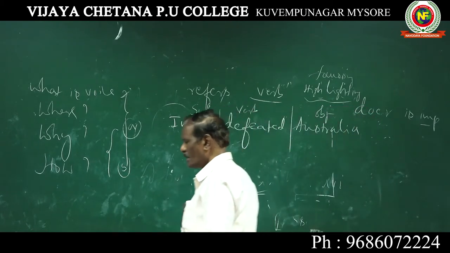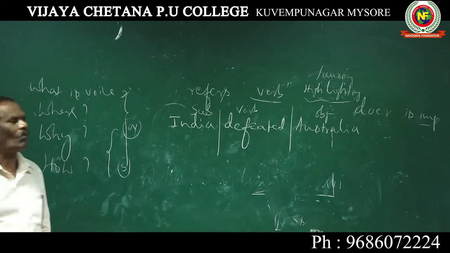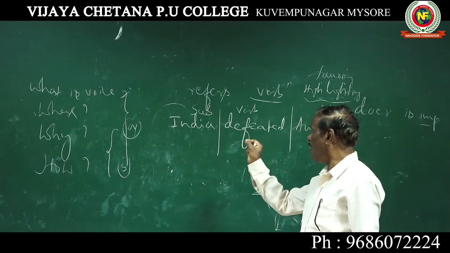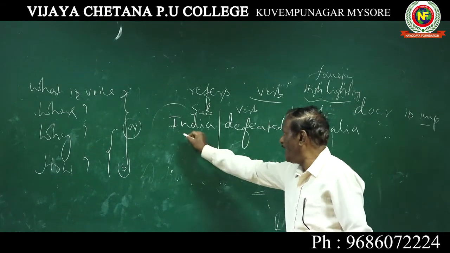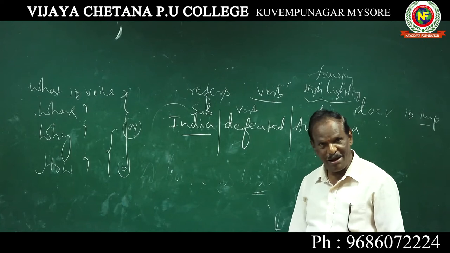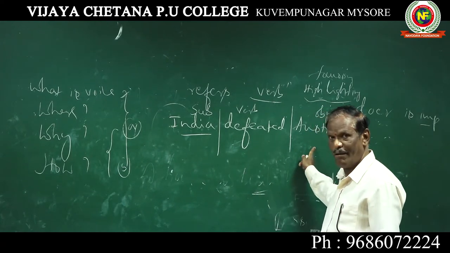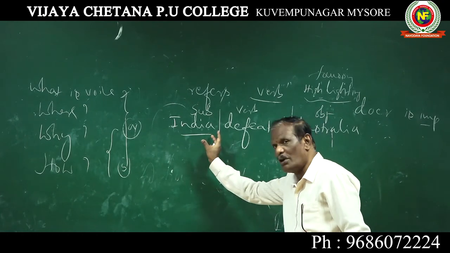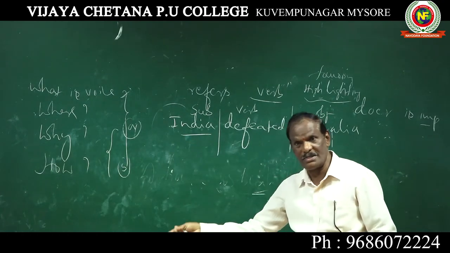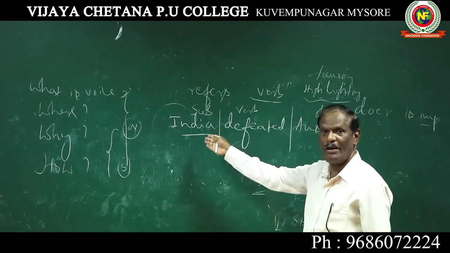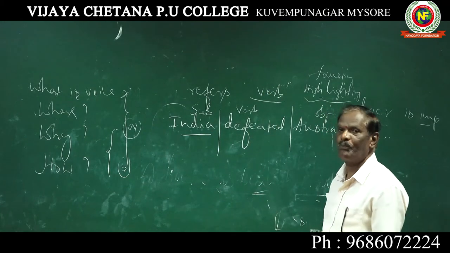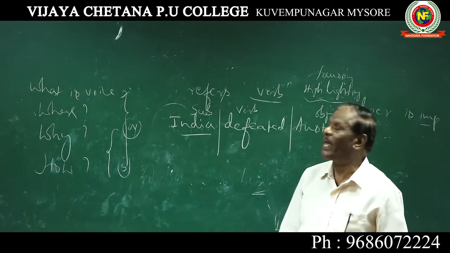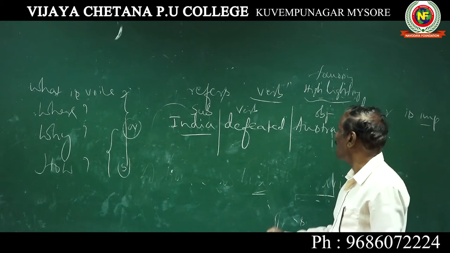So this is an active sentence. Why do you call it an active sentence? India, look at the focus. This is the doer. India defeated Australia. So the doer of the action is the subject. So India is focused. India defeated. It is not any other country. It is India that defeated Australia. I want a passive expression. How would I change this into a passive sentence?